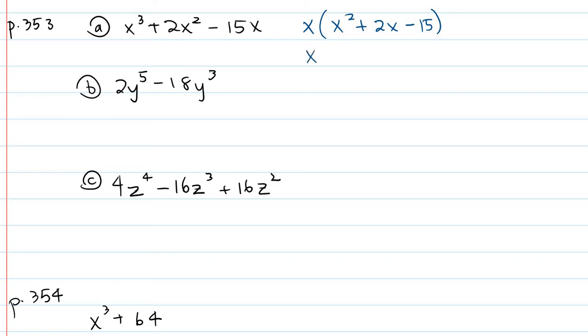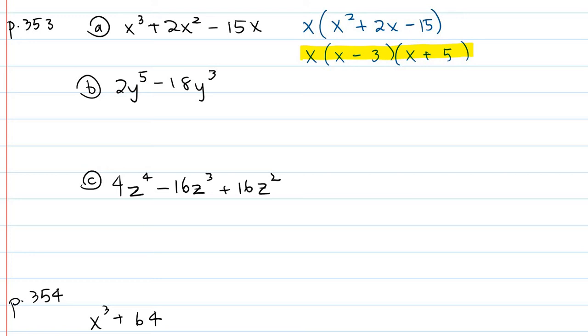So the GCF comes along. This factors into two binomials where the factors are 3 and 5. And I need a positive 5 and a negative 3. So that is my fully factored solution for part A.